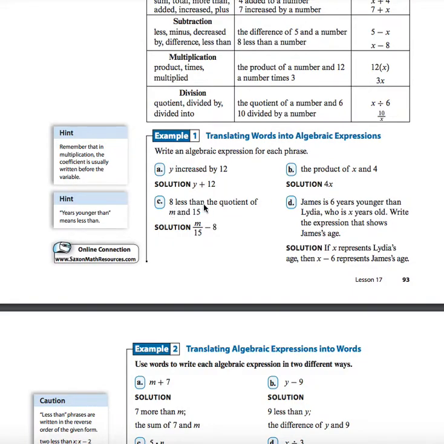Letter C, 8 less than the quotient of m and 15. 8 less than means minus, and then quotient means division. So there's 2 operations in this one. Well, how do you write that out if there's 2? Knowing your order of operations, you're going to want to write that first. So the quotient of m and 15 is written first, so the division problem, minus 8, because that's less than 8. Letter D, James is 6 years younger than Lydia, who is x years old. Write the expression that shows James's age. If Lydia is older and James is 6 years younger, you can take the x value and subtract 6 from it, so you have x minus 6.